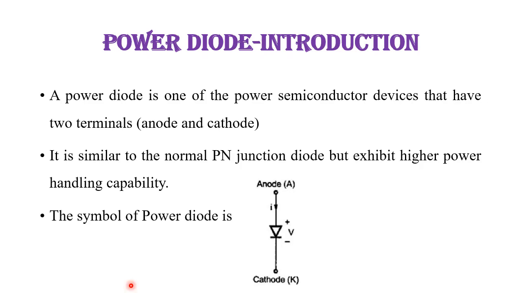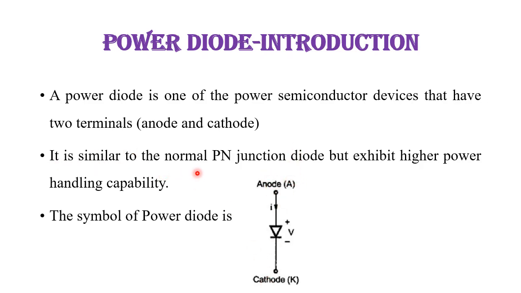In this video, we are going to discuss the power diode. A power diode is one of the power semiconductor devices that has two terminals. One is the anode and the other is the cathode. It conducts current only in one direction, that is from anode to cathode.